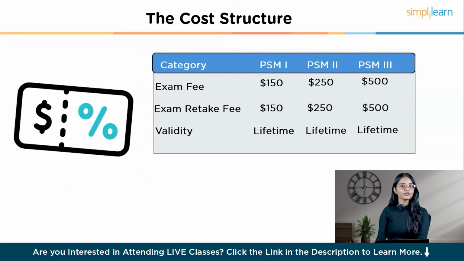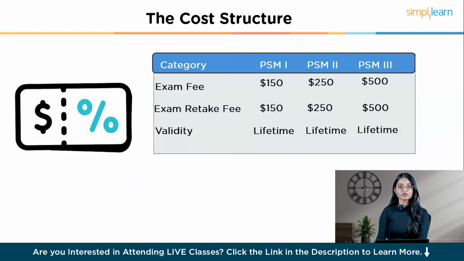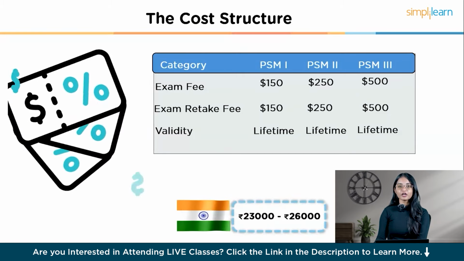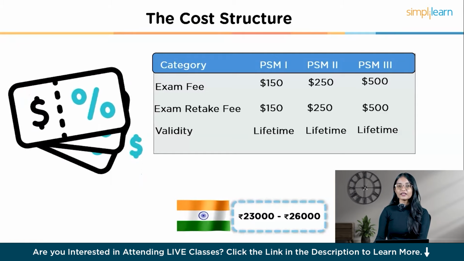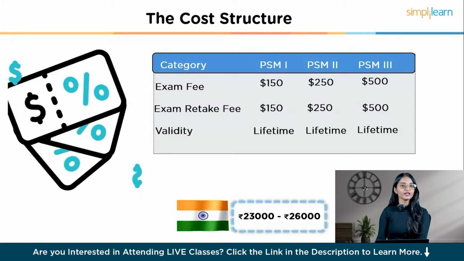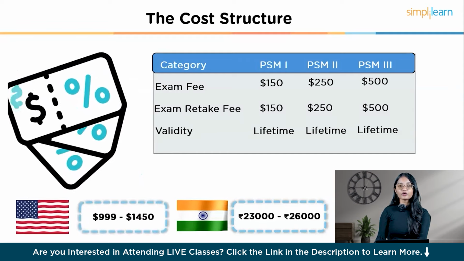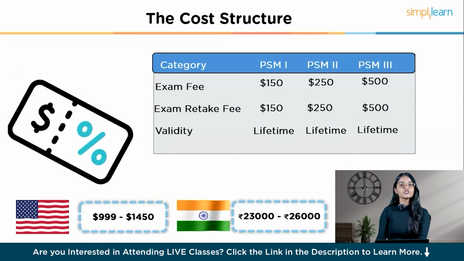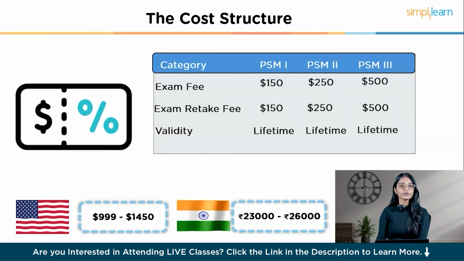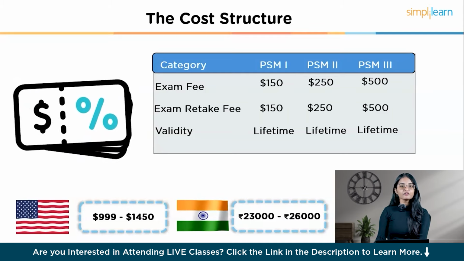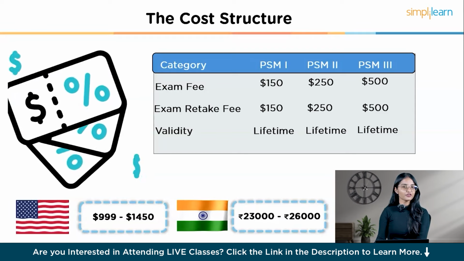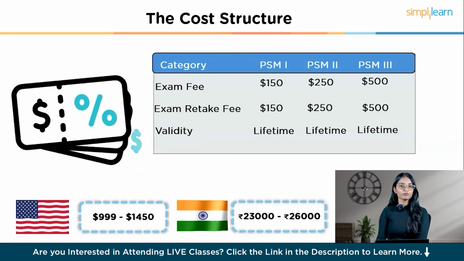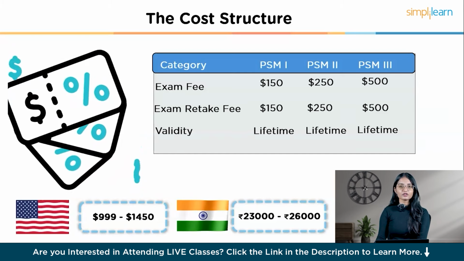It's important to note that the price of the PSM 1 certification varies by nation. In India, it ranges from $23,500 to $26,000, while in USA, it costs between $999 to $1,450. While the investment may seem substantial, the knowledge, skills, and the recognition you'll gain from the PSM certification can be invaluable for your career growth and the professional development. Additionally, the potential for higher salaries and improved job prospects often outweighs the initial cost.